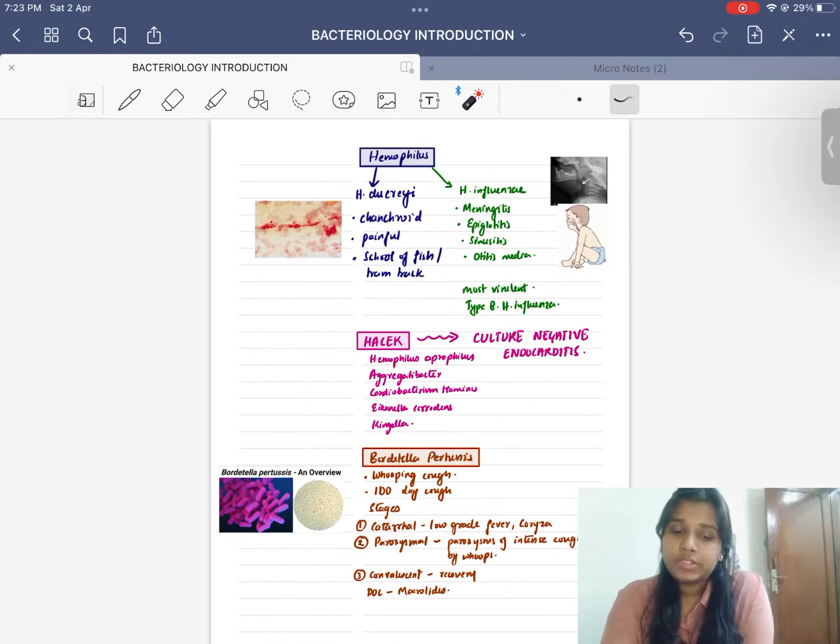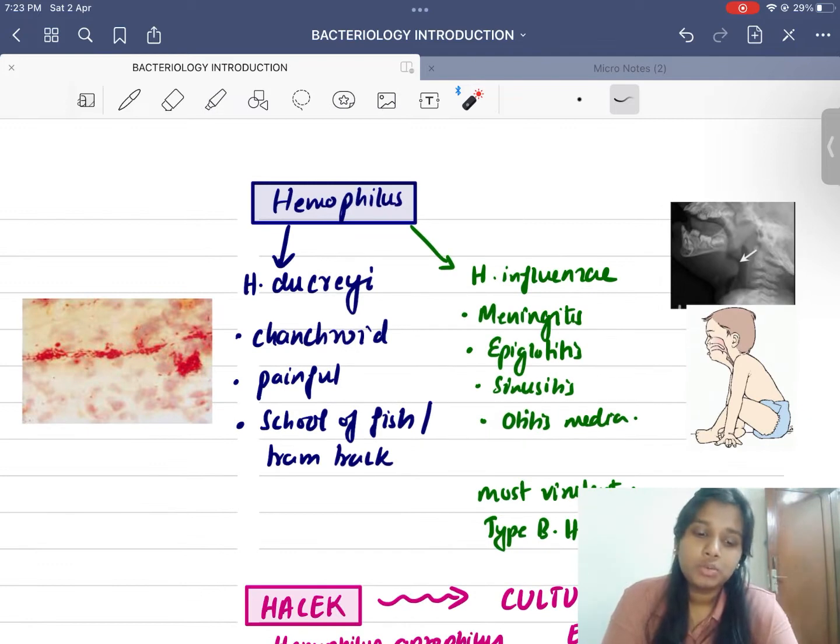Next disease is Haemophilus. Now Haemophilus, there are two important ones which we will learn. Remember he likes chocolate, so Haemophilus grows on chocolate agar. Other than that, we have two: one is Haemophilus ducreyi, one is Haemophilus influenzae.